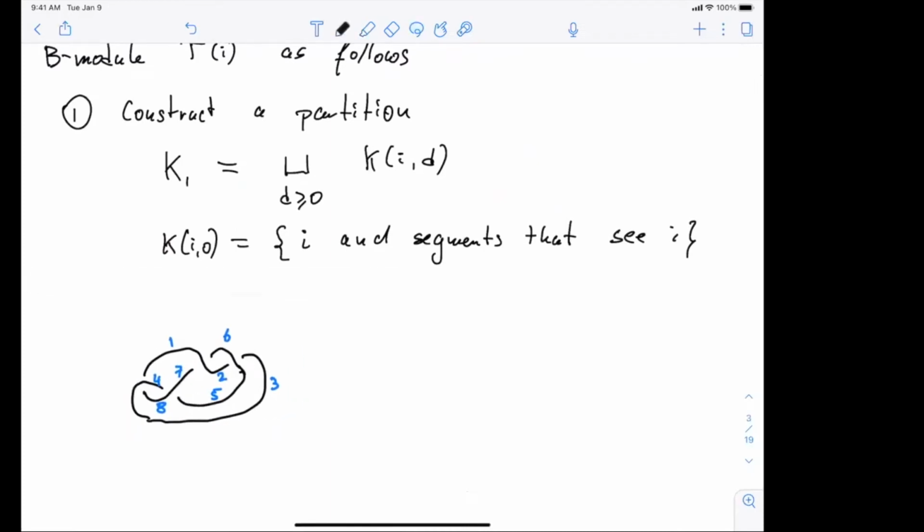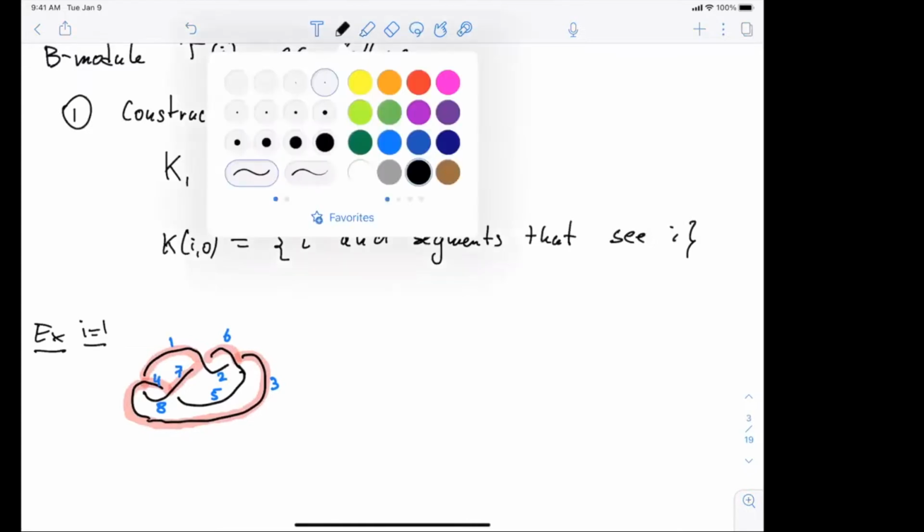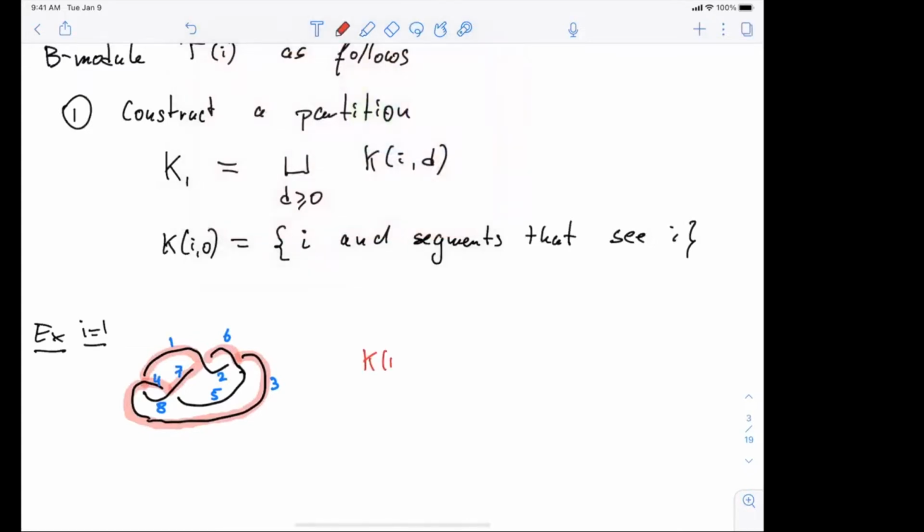Okay, so let's take I equal to 1. I want to take the segment 1, and then I want to take all the segments that see the segment 1. In other words, the segments that bound a region together with 1. So you have this 4 and 7, and then you have the outside region, so 6 and 3 as well. So here K_1^0 would be the set of red segments 1, 4, 7, 6, 3.